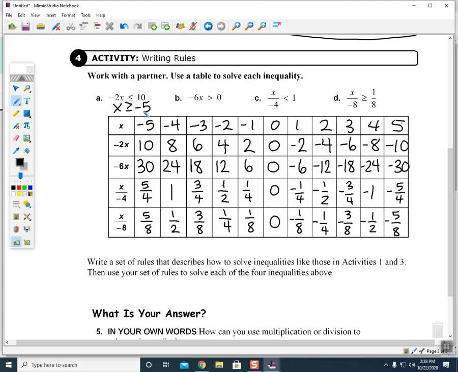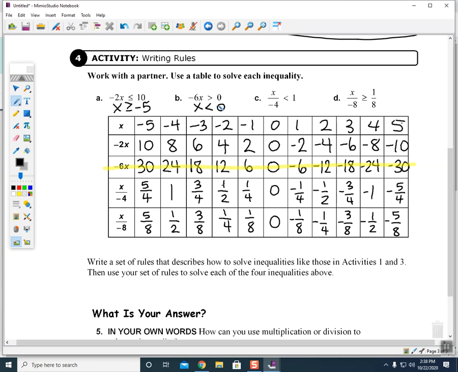If I look at letter B, when is -6x greater than 0? So now I'm looking at -6x, this line right here. So when is -6x greater than 0? Well, all of my values greater than 0 come to the left of 0. So that means that x is going to be less than 0. All of my numbers less than 0 are going to be true.